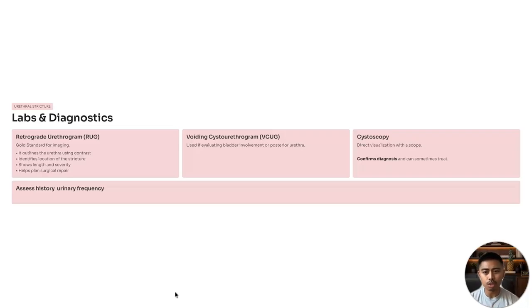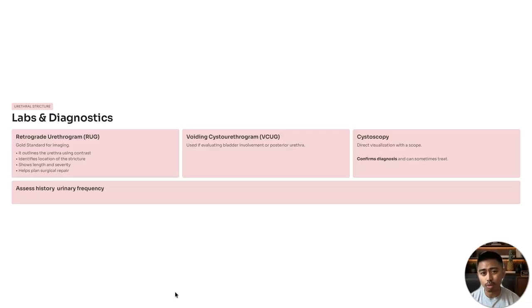For the labs and diagnostics, our gold standard imaging is going to be retrograde urethrogram. So this imaging study is all about using contrast to outline the lining of the urethra so that we can figure out where exactly the stricture is. Now, for more direct visualization and to confirm the diagnosis, we can use a cystoscopy. And while we're there, you can also use a cystoscopy to help treat the stricture.